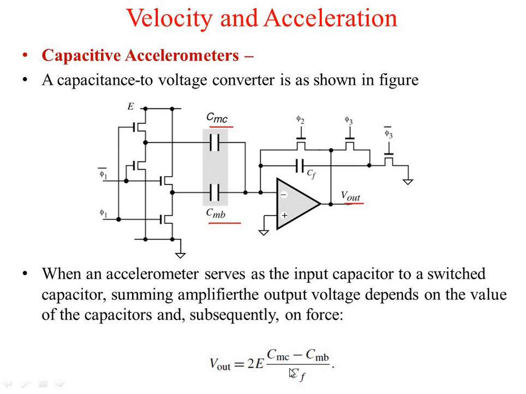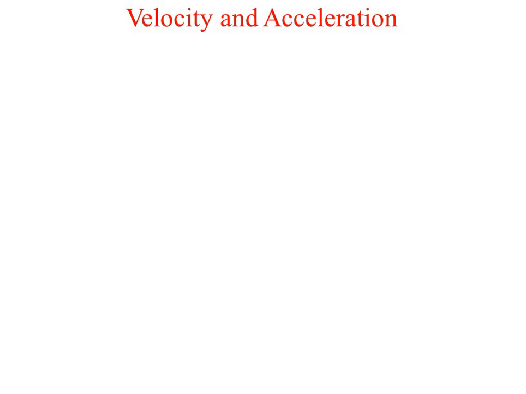You can see that V out depends upon CMC and CMB, and those are caused because, in the previous circuit we have seen, the dimension is going to change, it is going to change the capacitance, and obviously that is going to change the output voltage. So this is how the accelerometer works.